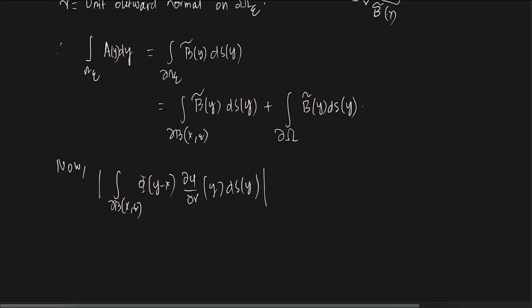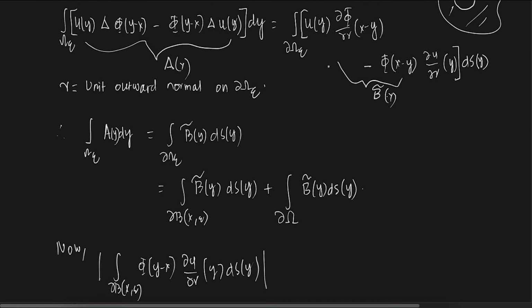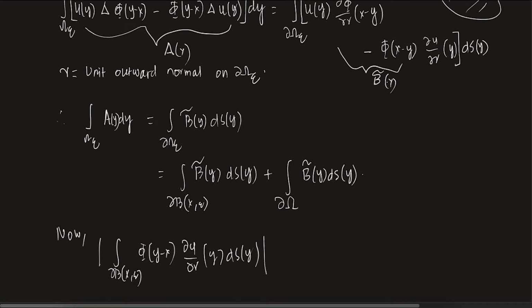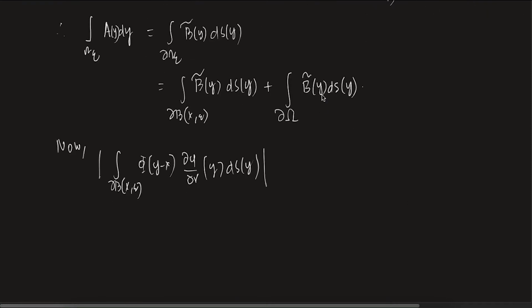See, B tilde has two expressions. B tilde is this one. I'm just starting out with this one, I'm not touching the other. This is phi times del u del gamma, an integral over the boundary. I have also this other part to take care of, but let's just stick with this.